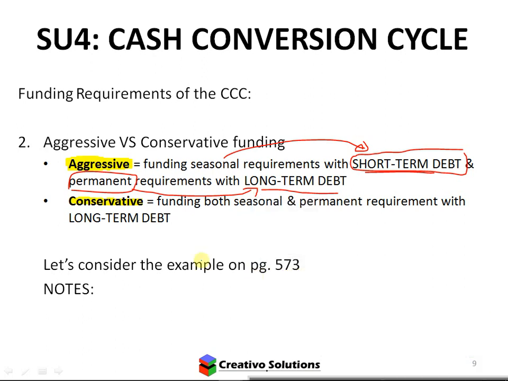And then the other method is conservative. If you're conservative, you're low risk. This is low risk.